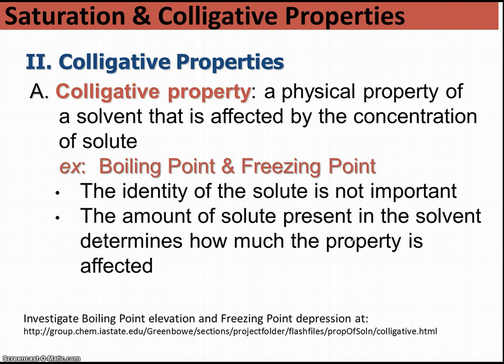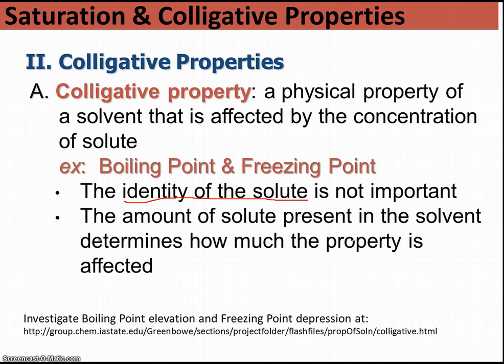On to colligative properties. A colligative property is a property of a solvent or a solution that can be affected by the concentration of solute that is in it. So for example, the boiling point and freezing point of a substance can be affected by adding solute to it. Now, the identity of the solute is not important. So for example, whether you are adding salt or sugar is not important. It's the amount of solute that determines how much the property is affected. So if you were adding 10 grams of salt or 10 grams of sugar, that won't make a difference. What is important is that you added 10 grams.